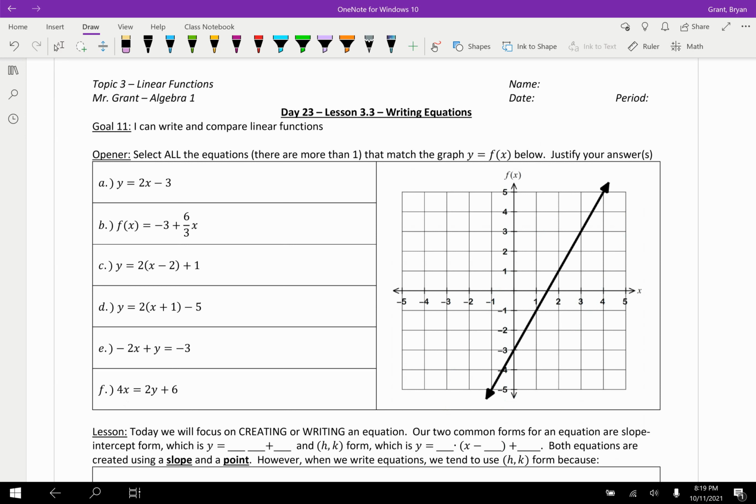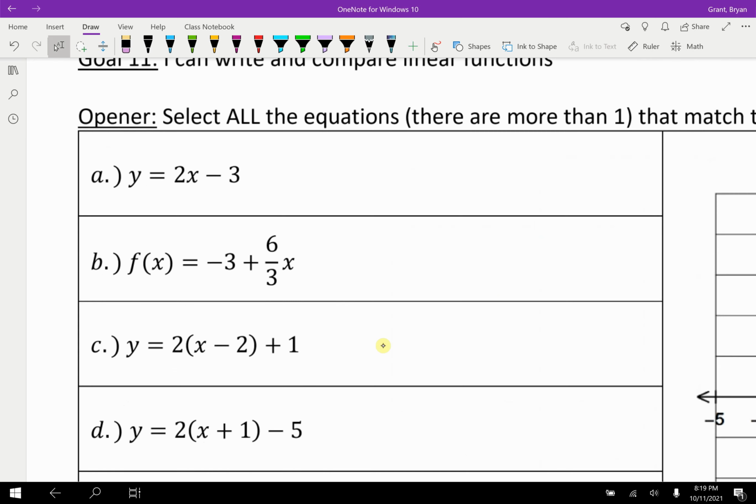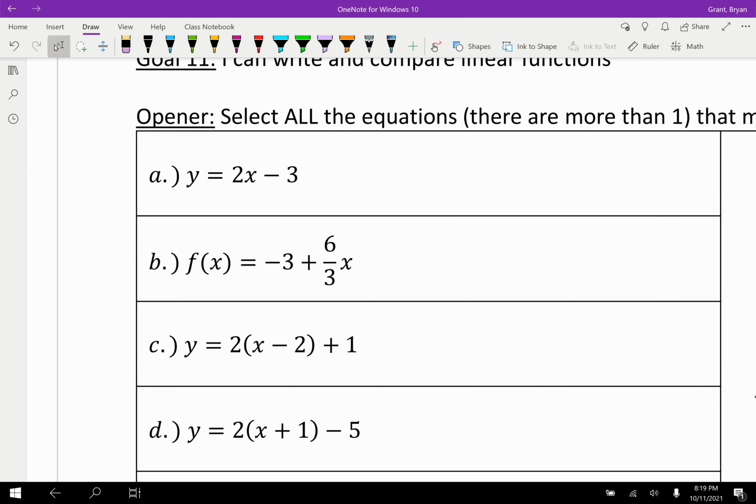Your goal is to decide which of these answer choices match the line. And when I say match, I really mean create the line. Just to give you a quick example, if you wanted to check to see if A matched your graph, then I would probably graph this equation, right? And I'm going to turn this sideways. It's a little bit harder for you guys to see.